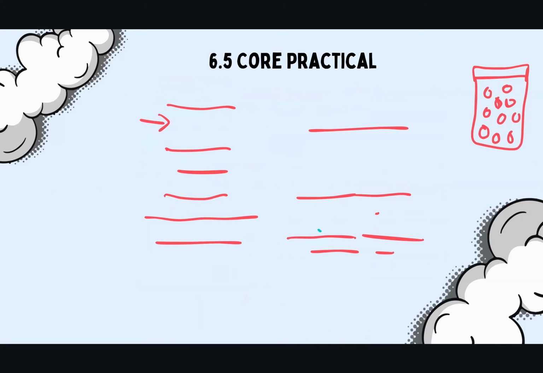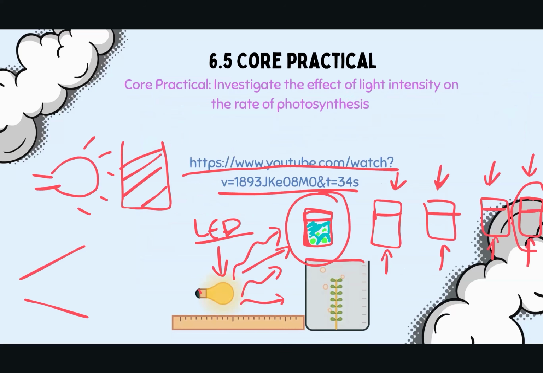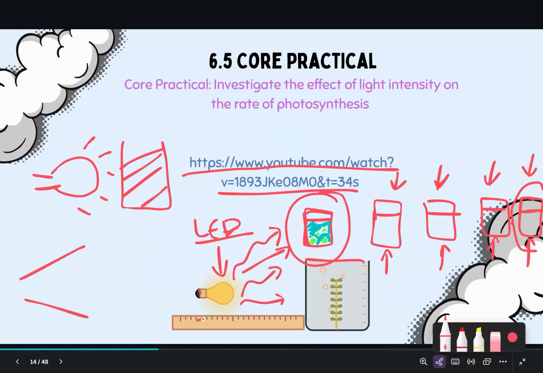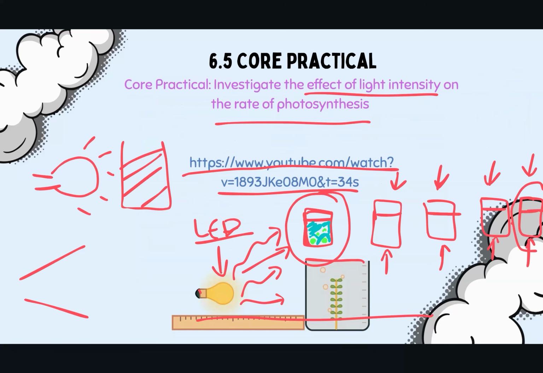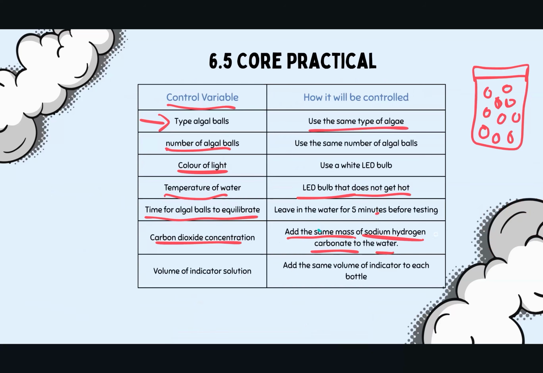So if we, for example, add 5 grams of it, then it will release a certain amount of carbon dioxide into all of them. Because in this experiment, what we're testing is as it gets further from the light, what happens to the rate of photosynthesis? In other words, the effect of light intensity on the rate of photosynthesis. So we don't want carbon dioxide being a limiting factor. The volume of indicator solution. So you would add the same volume of indicator to each bottle.